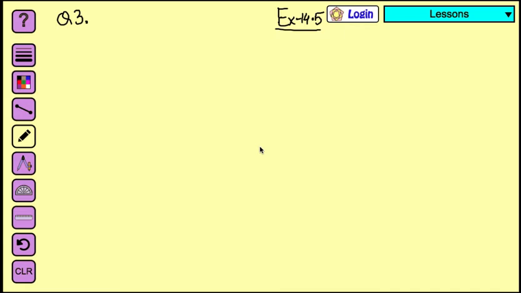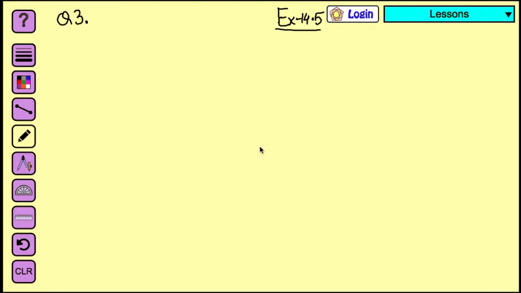We will do question number 3 of exercise 14.5. Always read the question sentence by sentence and then construct whatever the question is asking you. So the first thing is, draw the perpendicular bisector of XY whose length is 10.3 centimeter.